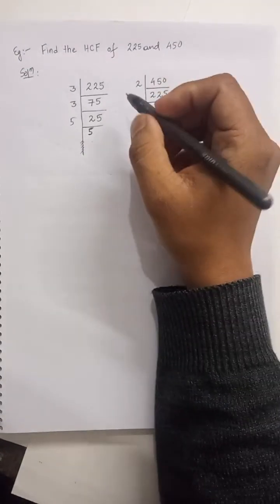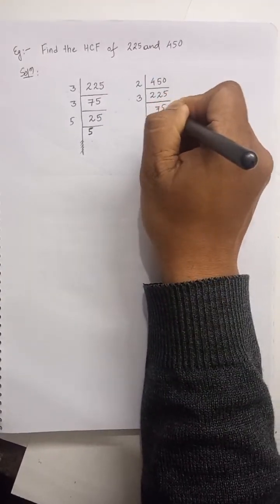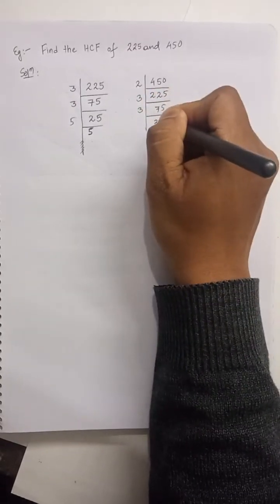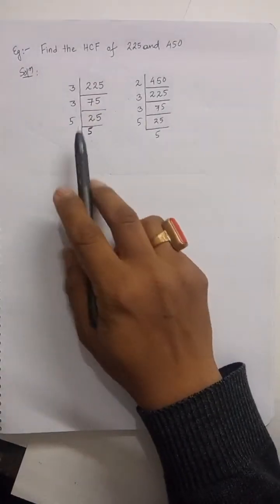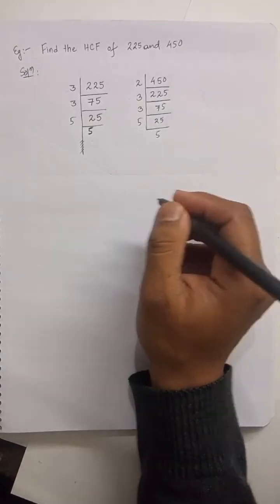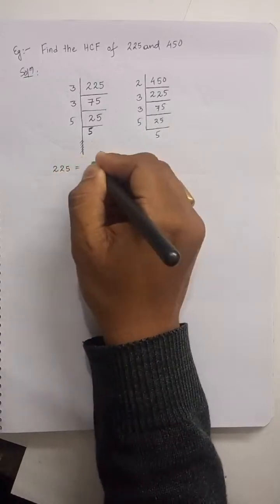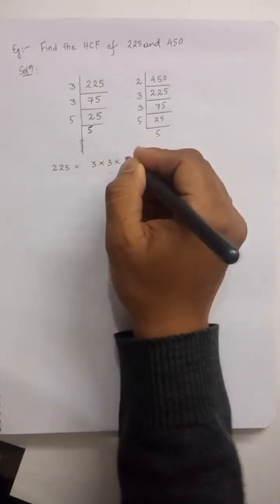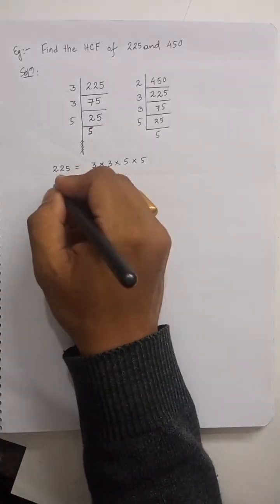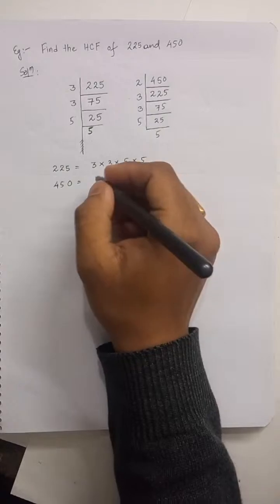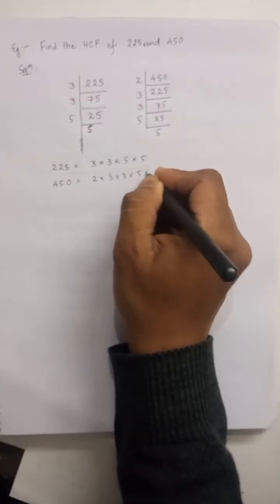So we will simply write down all the factors. So 3, then we have 75, then 3 and 25 and 5 and 5. Okay, so we are done with finding the prime factors of 225 and 450. So we'll write 225. We have 3 into 3 into 5 into 5, and we have 450. So we will write 2 into 3 into 3 into 5 into 5.